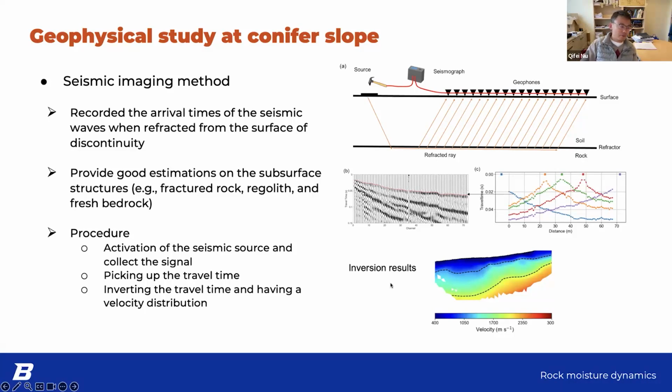So inversion is a process where we don't know the subsurface velocity, but we have some measurements. We assume one subsurface velocity, and then we do it iteratively and refine the subsurface model. Eventually, this subsurface model will produce similar results as the field measurement, and then we believe this is the best subsurface seismic velocity model we can get for the site.